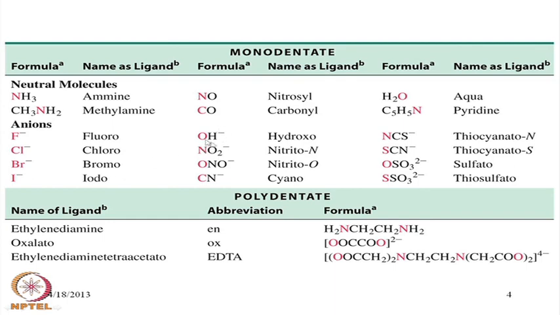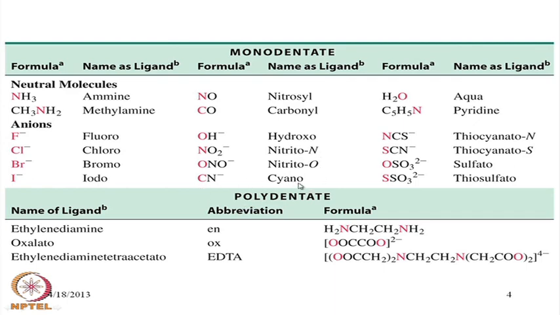From the water molecule, if we have deprotonation, we get the hydroxo group, and hydroxido coordination we can have. Then NO2 minus: if we supply sodium nitrite to the system, this can bind to the metal ion through nitrogen or through oxygen. So, the corresponding complexes will be considered as nitrito oxygen and nitrito nitrogen.